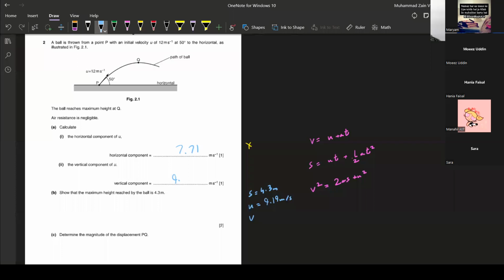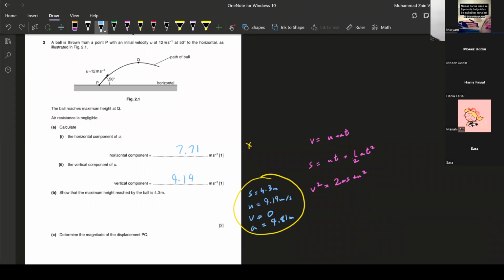I know that at the maximum height, the final velocity is supposed to be zero. So I know this as well. I know these three pieces of information, and using these three, I need to find what I need to. I also know the acceleration, which is 9.81 meters per second square.